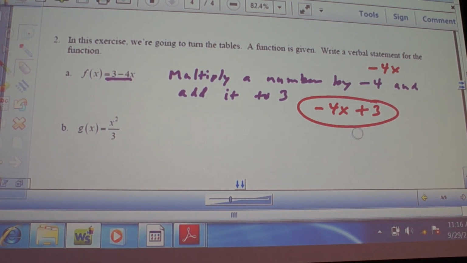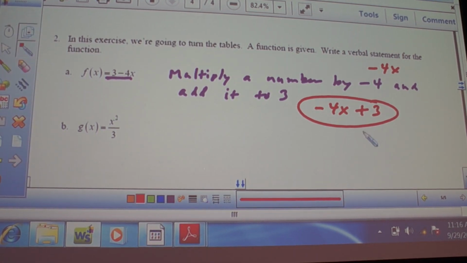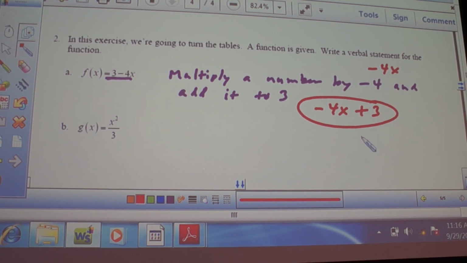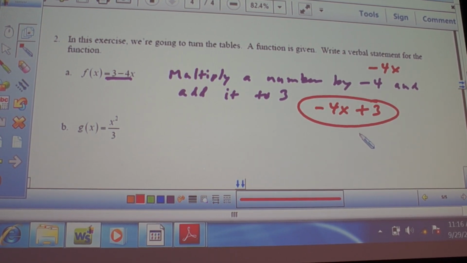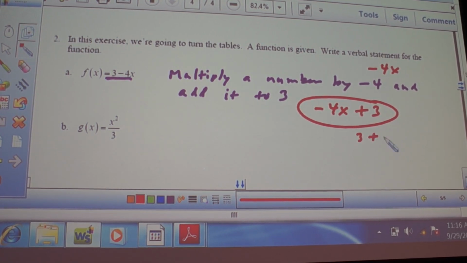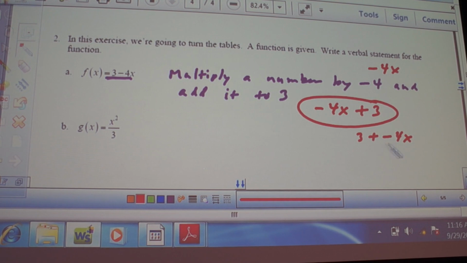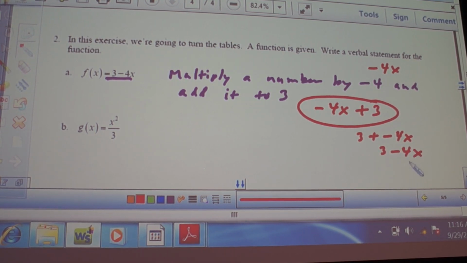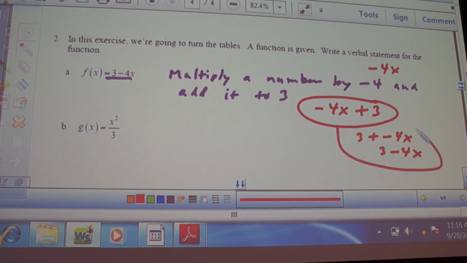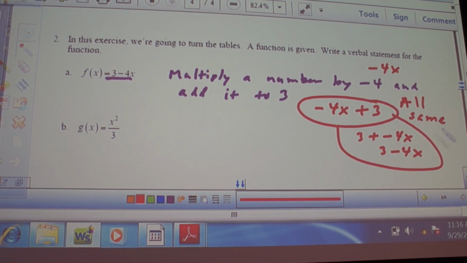Oh, it's a +3, there's a hidden positive in front of the 3, that's what you're talking about. Yeah, there's always a hidden positive, right? So I can also make this 3 plus -4x. But usually people ignore that part and just make it 3 minus 4x, because these are all the same thing. Thanks for bringing that up.